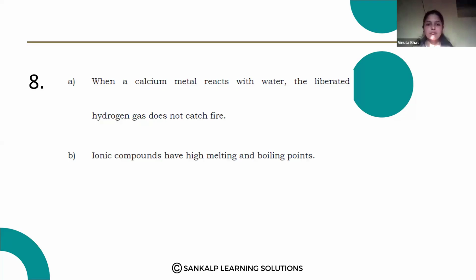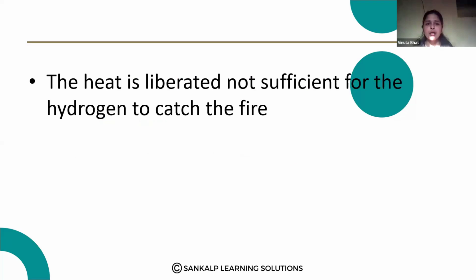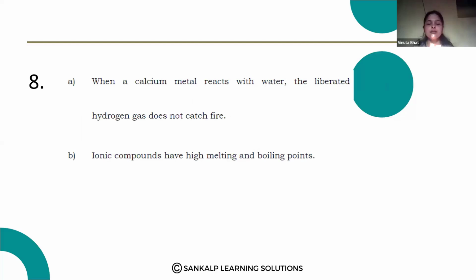Second question, ionic compounds have high melting points and boiling points because there is a strong inter-ionic force of attraction present between the ions. So more energy is required for breaking down those bonds, the inter-ionic attraction. So ionic compounds have high melting points and boiling points.